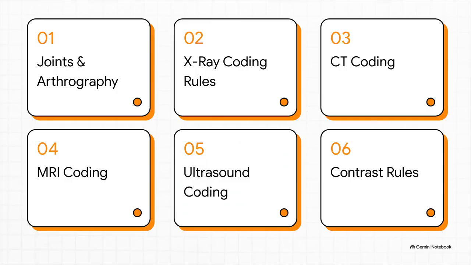So we're going to break down the exact guidelines, the modifiers, and the real-world clinical scenarios that you absolutely need to know. Okay, so here's our roadmap for today's session. Section 1 is joint basics and arthrography. Then Section 2, conventional X-ray coding rules. Section 3 covers computed tomography or CT coding. Section 4 is all about magnetic resonance imaging, MRI. Section 5, ultrasound coding guidelines. And finally, Section 6 will wrap it up with contrast rules and a clinical summary. Let's get right to it.